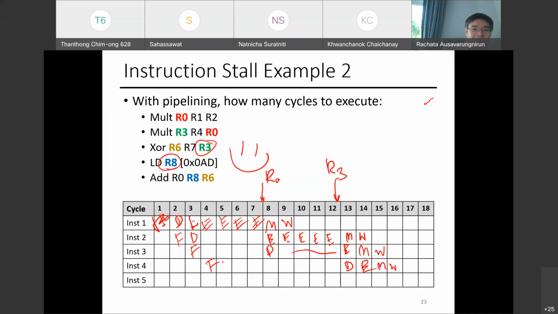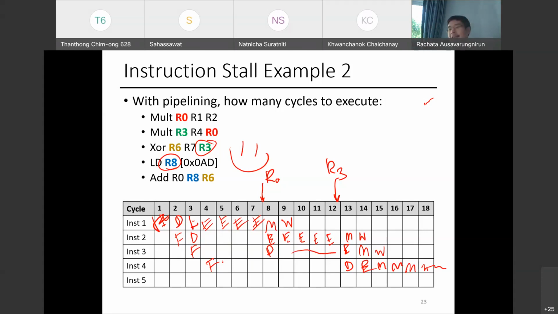The problem here is memory takes a long time, right? Instruction 4 is a load, so this is going to take 50 cycles. All right, so data dependency and data hazard cause instruction stall, okay?